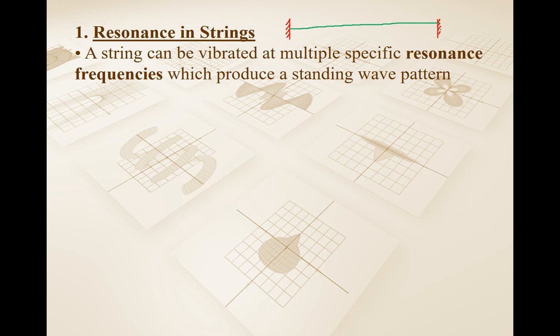It turns out a string can be vibrated at multiple specific resonance frequencies. Whenever we see the words resonance frequency, it means a frequency that you can get an object to vibrate at that will produce a standing wave pattern. And it turns out for a string, there are multiple resonance frequencies.